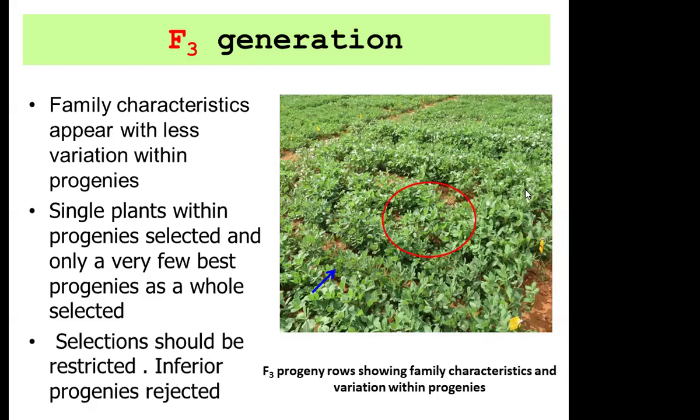And if there is more uniformity, at this stage we can also select a whole progeny, but this should be in very small numbers, depending on the trait we are considering.